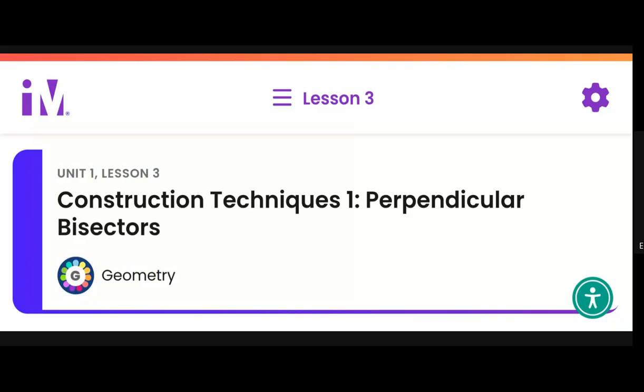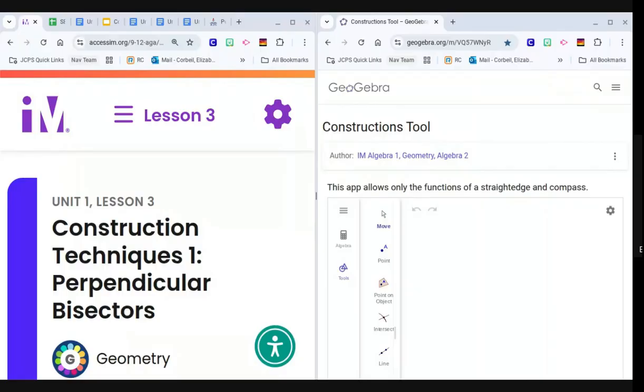Please make sure you go to your weekly slides and open up the notes that you see here on the screen. So you will find that in this lesson, for some reason, the GeoGebra construction tools are not embedded within. So what I've done is in your weekly slides, I've put a link to the GeoGebra construction tools, and you'll see me navigate through that on split screen here in this video.